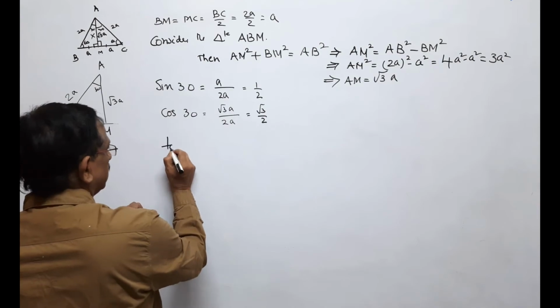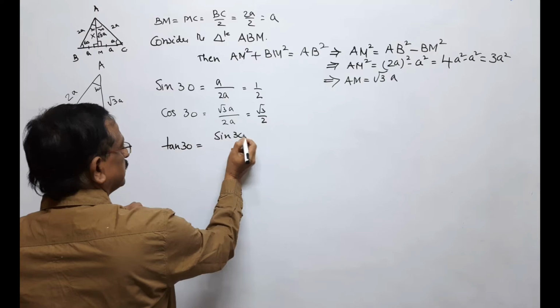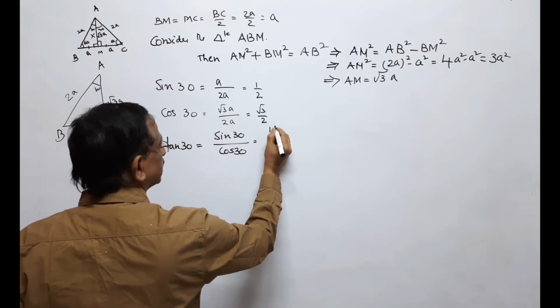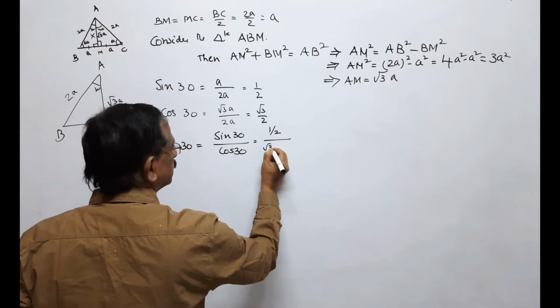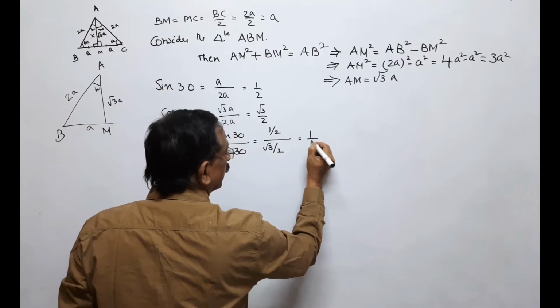Now it's simple. What about tan 30? Tan 30 is sin 30 by cos 30, which is equal to, sine 30 is 1 by 2, cos 30 is root 3 by 2. So I can cancel this 2 and 2. I'll get 1 over root 3.